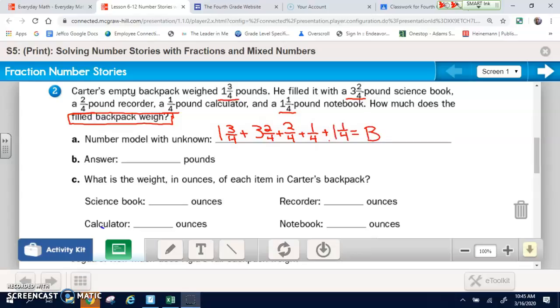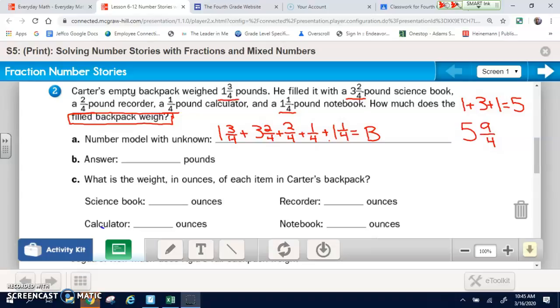I like to start off by adding my whole numbers first. So I'm going to add my whole numbers of 1, 3, and 1. So I get a whole number of 5, and we're now going to add our fractions. So I'm going to do 3/4 plus 2/4 is going to be 5/4, plus 2 more fourths is 7/4, plus 1/4 is 8/4, plus another 1/4 is 9/4. So I now have a number of 5 9/4.